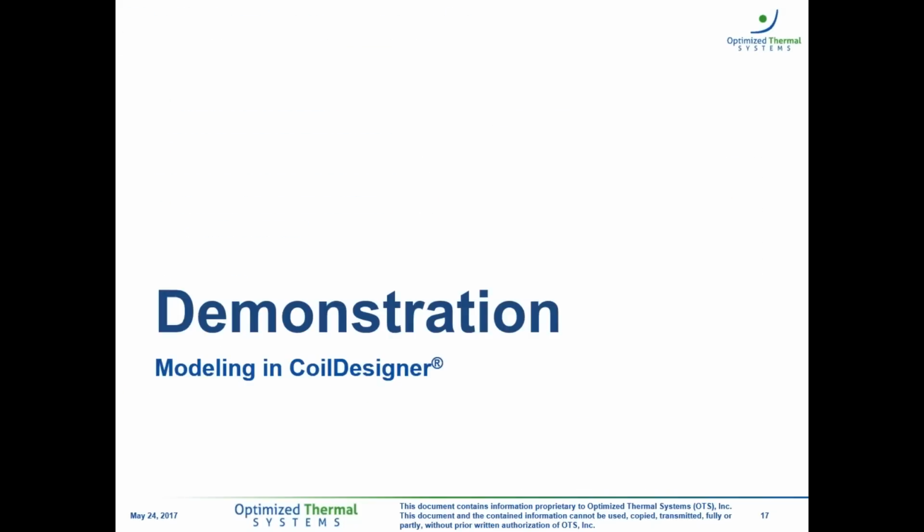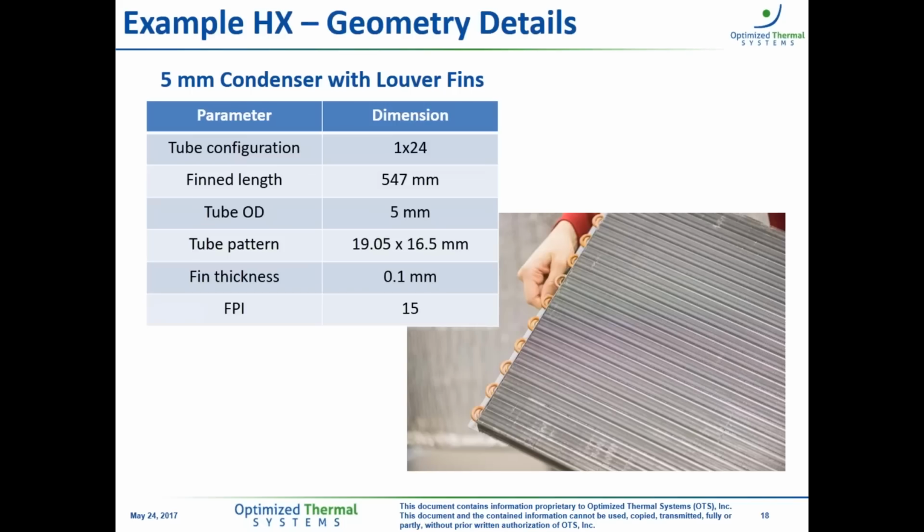So at this point, I'm going to give a brief demonstration of how we would model a heat exchanger using CoilDesigner. It could apply to other modeling software as well. But what I want to highlight here is the differences in how we would model a 5mm heat exchanger as opposed to a larger diameter heat exchanger, and provide a few recommendations in terms of the selection of correlations that will lead us to successful simulation.